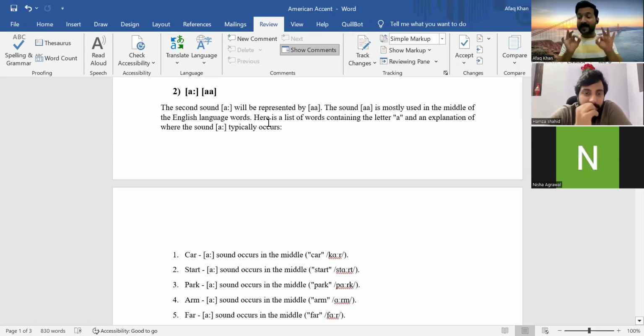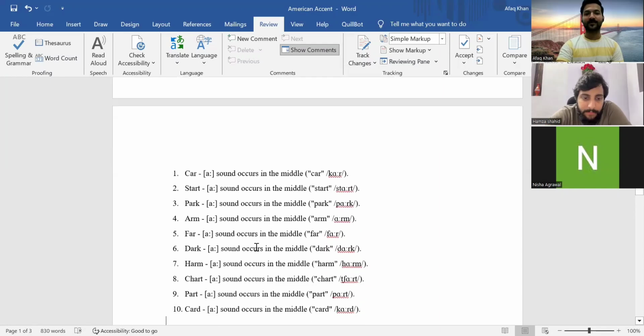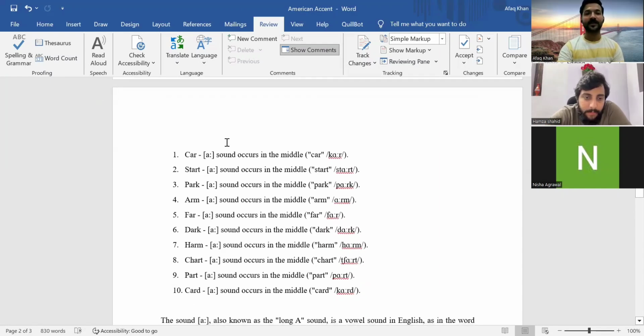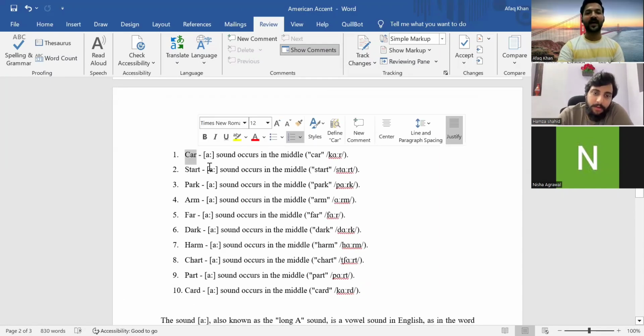It also occurs in the middle of words, like the one that we've already talked about, the first A. A is mostly in the middle of the word as well as this one. So, for example, we're going to look at the examples right now. And Nisha, could you please read these examples for me?